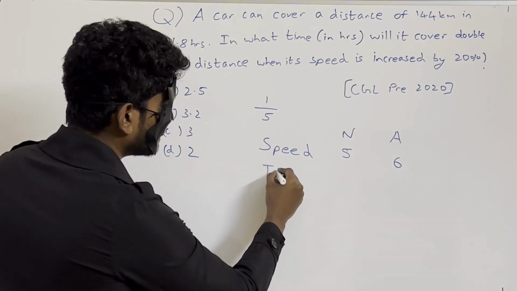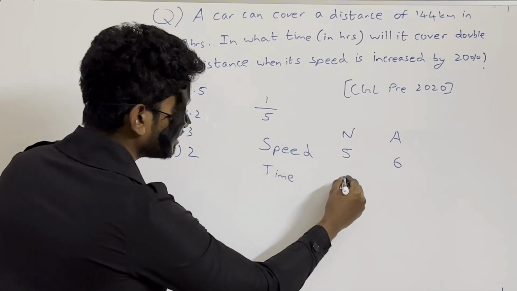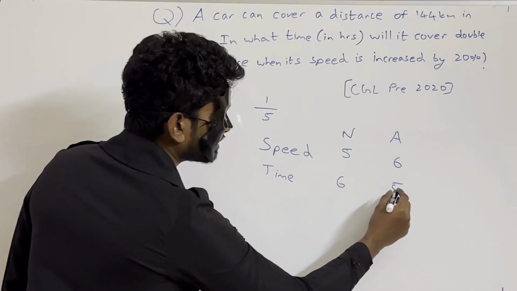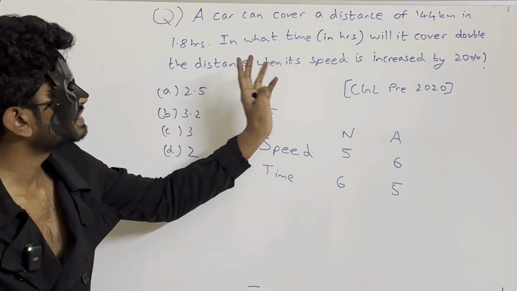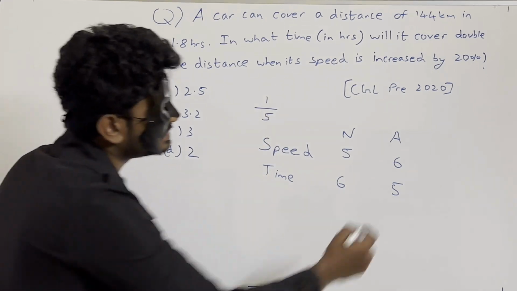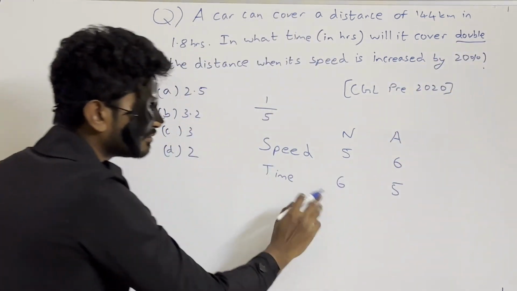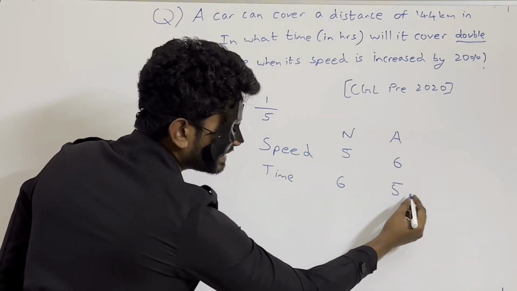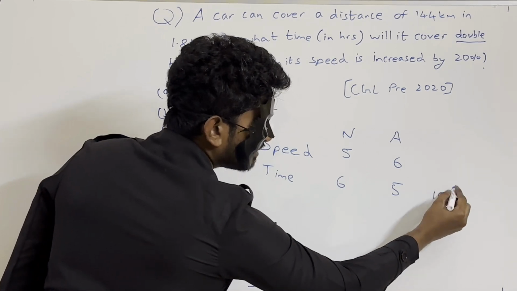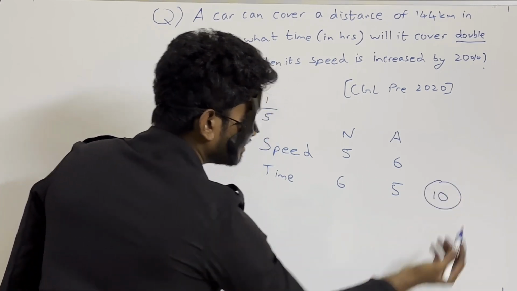So since the distance is fixed, time will be inversed. So it will become 6 to 5. But here observe carefully, what he is saying is, what is the time it will take to cover double the distance? So you will take double the time. So you will take double of 5, that is 10. So we need to find the value of this 10.